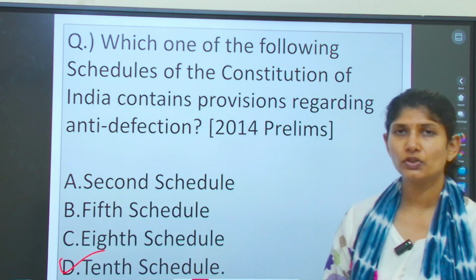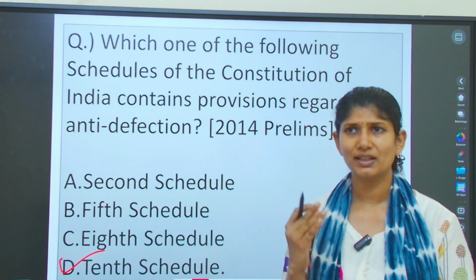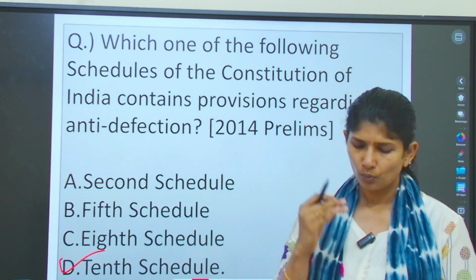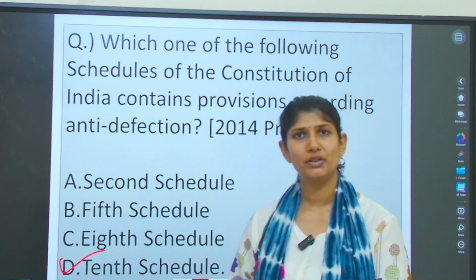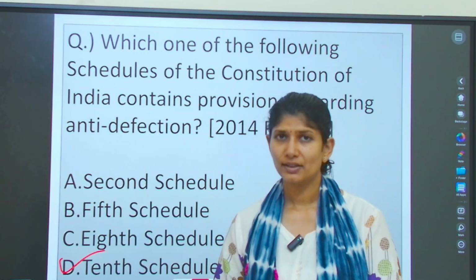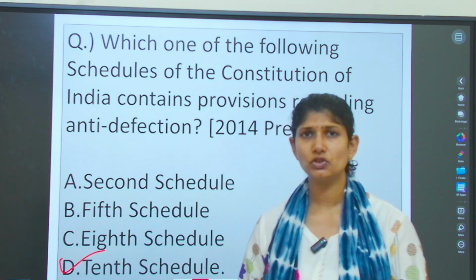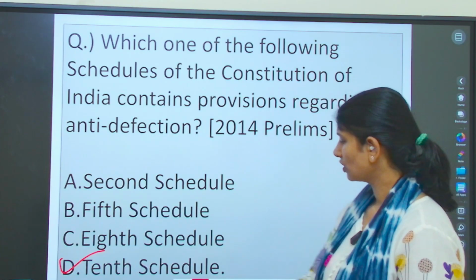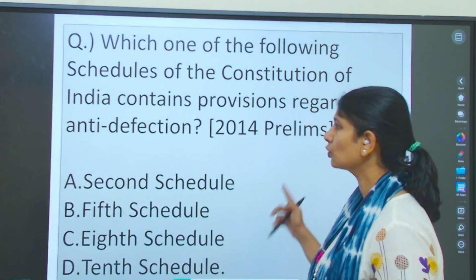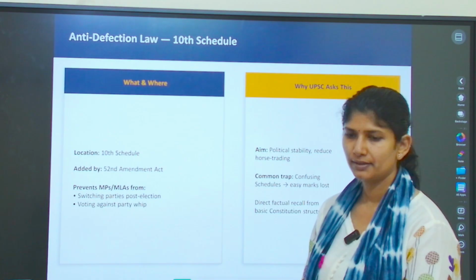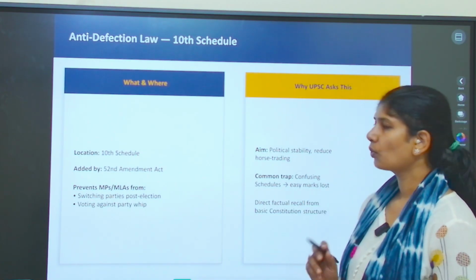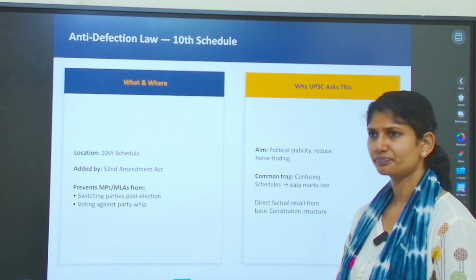So I would suggest that you keep an account of what the 12 schedules are. Originally, we only had 8 schedules. Now we have 12 schedules. What are those? Just make a tab of that, just so that with this kind of direct question, you should not lose marks. Now, what is this anti-defection?